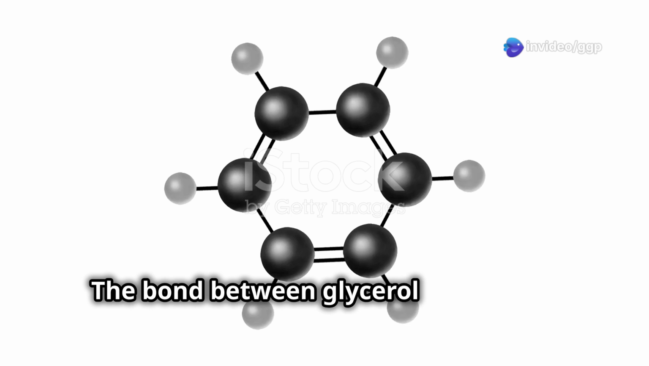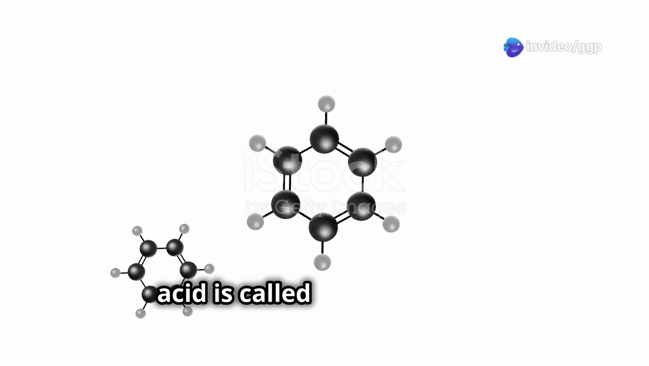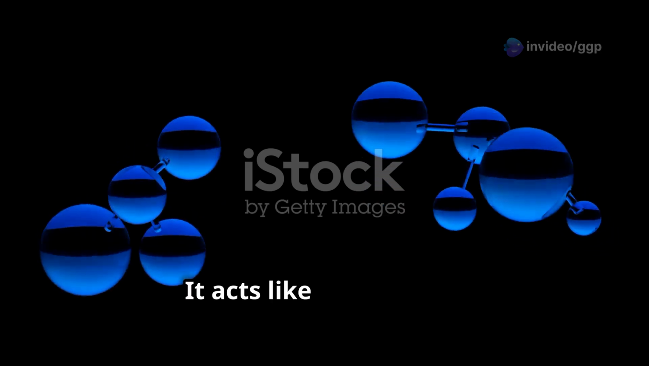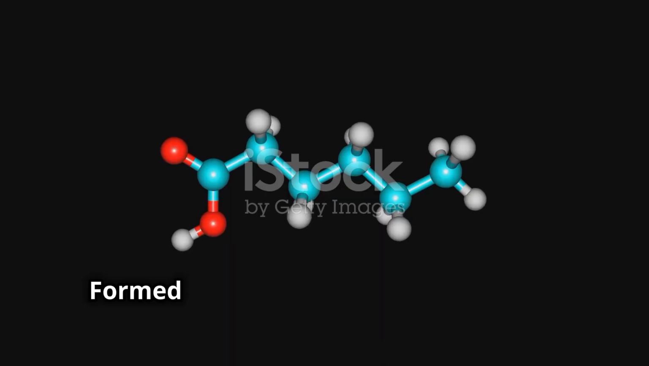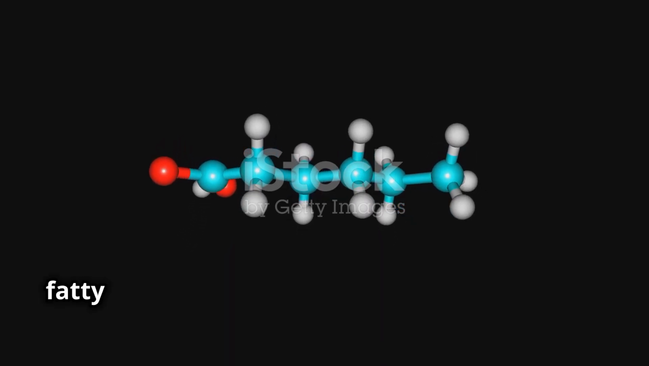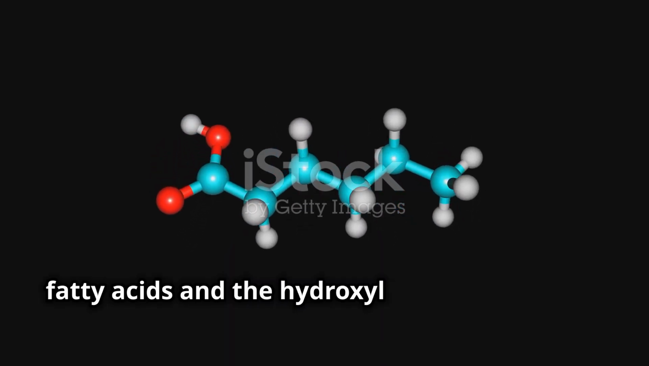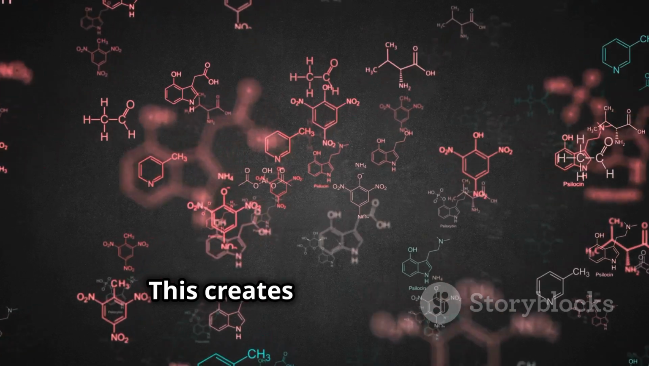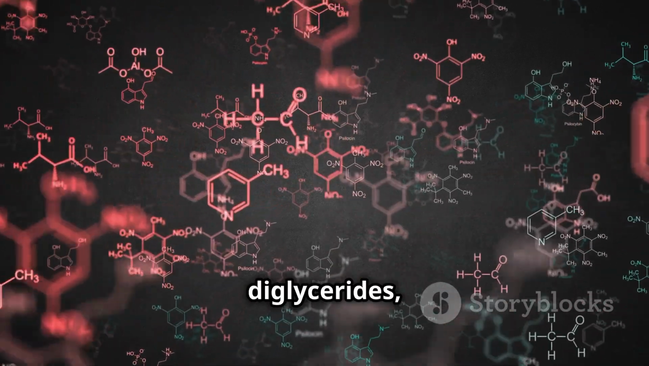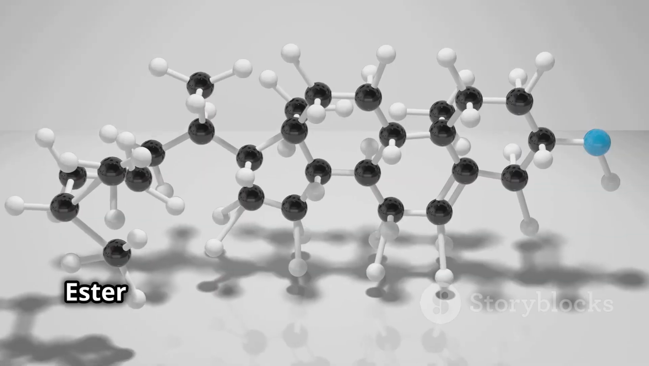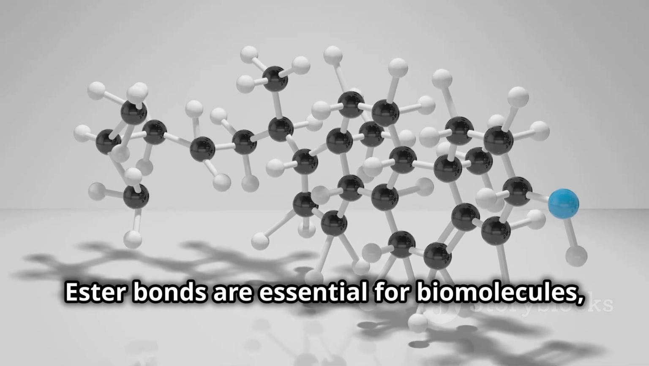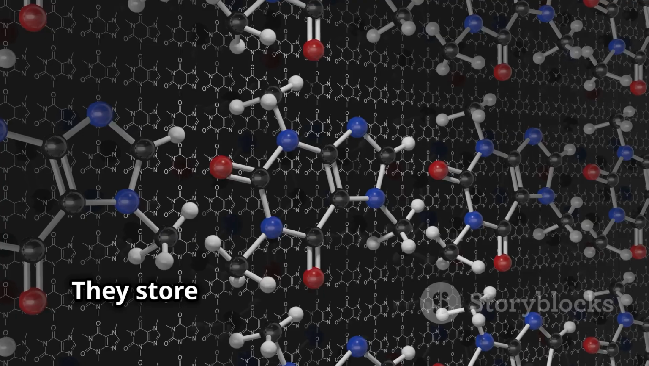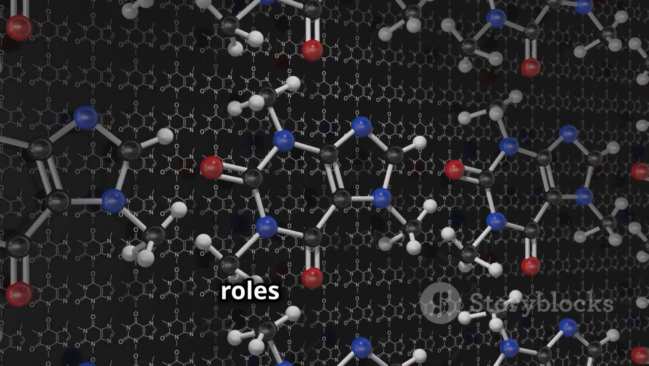The bond between glycerol and a fatty acid is called an ester bond. It acts like strong glue, formed between the carboxyl group in fatty acids and the hydroxyl group in glycerol. This creates monoglycerides, diglycerides, and triglycerides. Ester bonds are essential for biomolecules, including fats. They store energy efficiently and perform roles in the body.